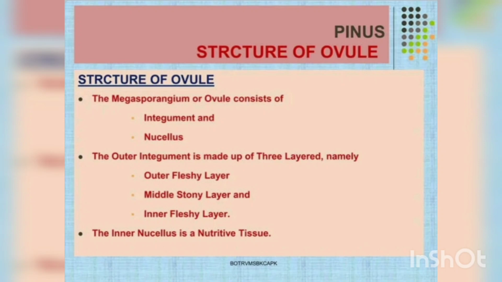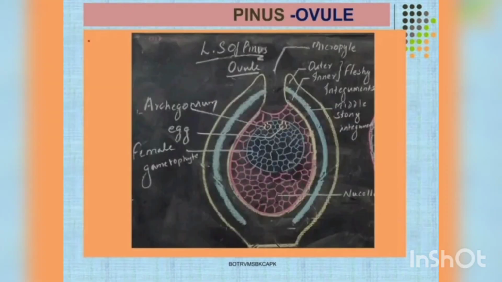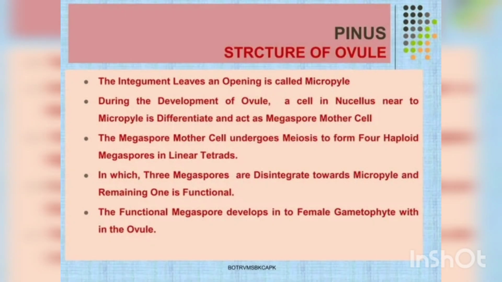Now let us see the cross section of what we have studied, the structure of the ovule. We can see the blue layer is the middle stony layer. We can see the outer and inner fleshy integuments, and the pink colored region is the nucellus, which provides nourishment for the inner blue colored region, which forms the megaspore cells. The integument leaves an opening called the micropyle.